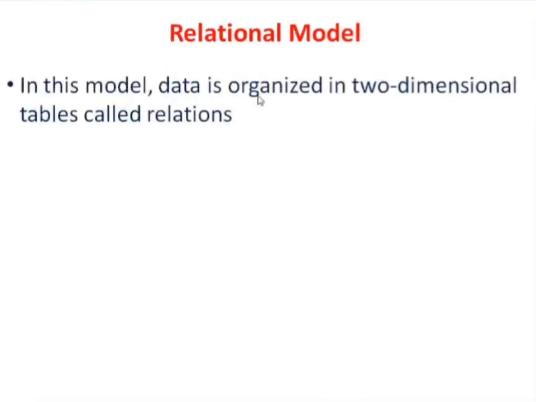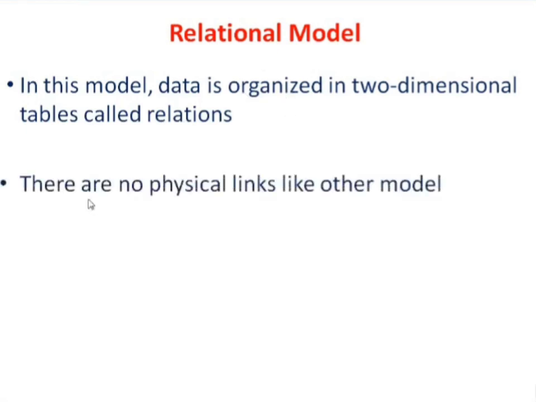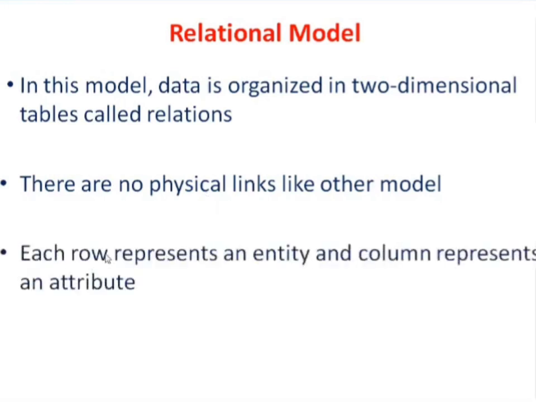So in this model, data is organized in terms of two-dimensional tables. We know what we mean by tables, called relations. So this is how it is organized. As I told you, there will be no physical links like other models, such as the hierarchical model or network model. Then how is the link established? By having the common attribute.